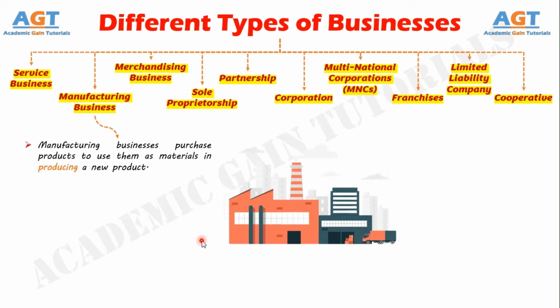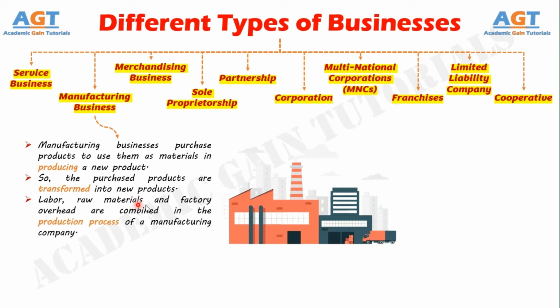Number 2. Manufacturing business. Manufacturing businesses purchase products to use them as materials in producing a new product. So, the purchased products are transformed into new products. Labor, raw materials, and factory overhead are combined in the production process of a manufacturing company. Then the produced goods are sold to the consumers.